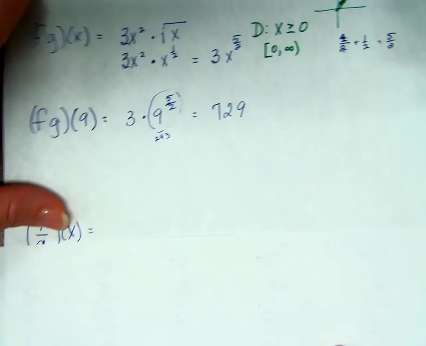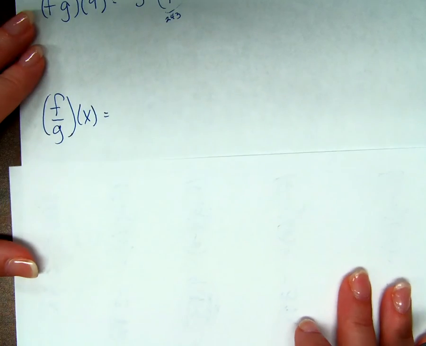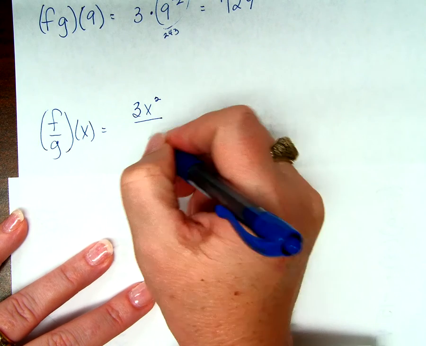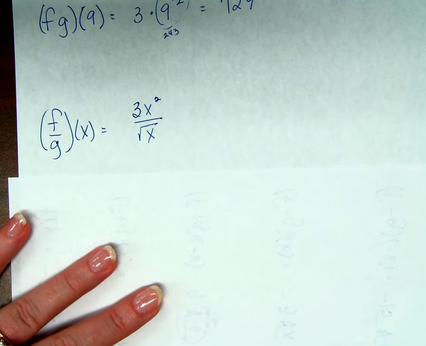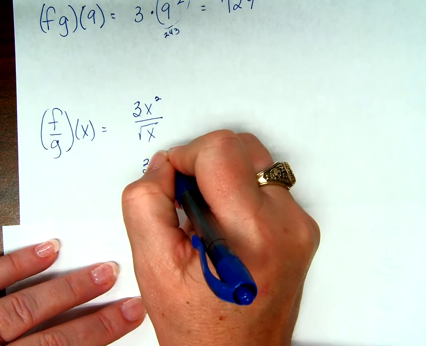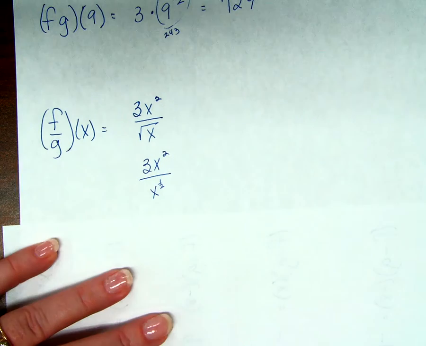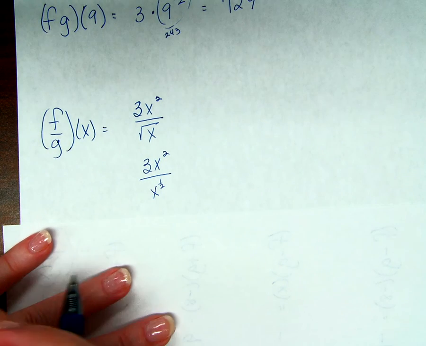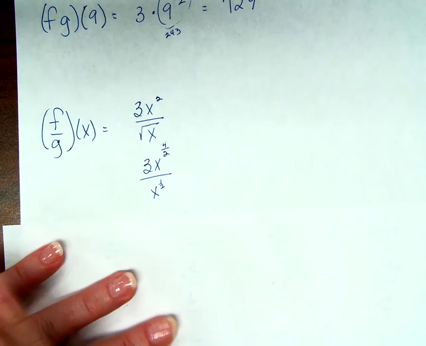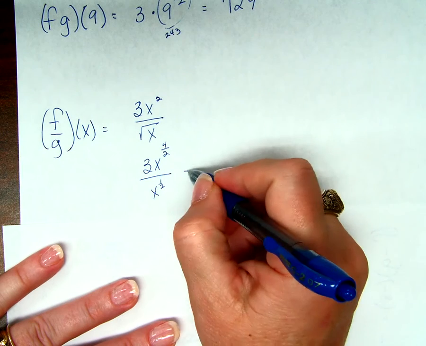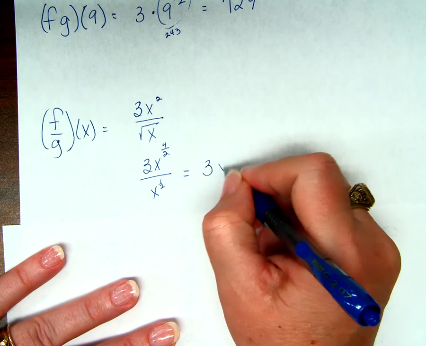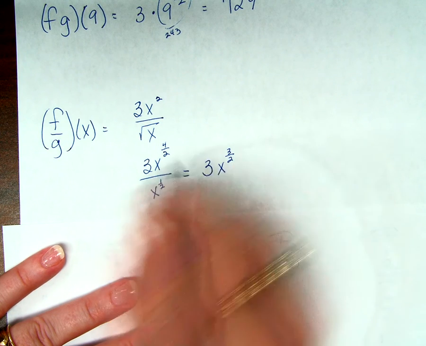Okay. What about this one? Well, f is 3x squared. G is the square root of x. Is that how I want to leave it written? No. Probably want to have 3x squared over x to the 1/2. I already know common denominator would be 2, and that's 4/2. You mind if I go ahead and write that? 4/2. Well, what do I do when I'm dividing like bases? Subtract. What's 4/2 minus 1/2? 3/2. Good.